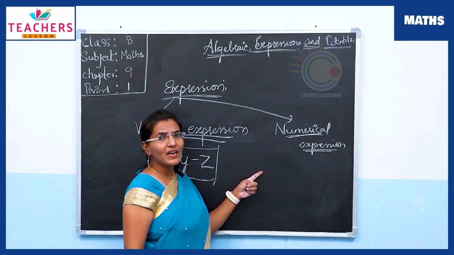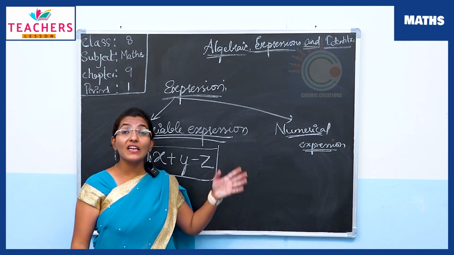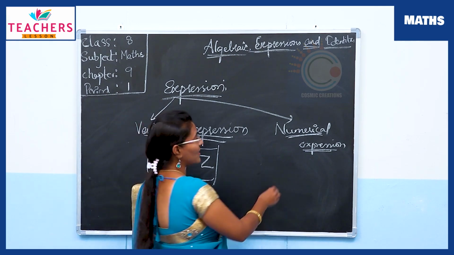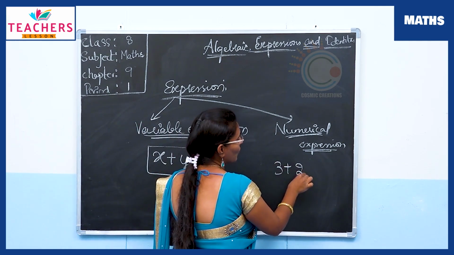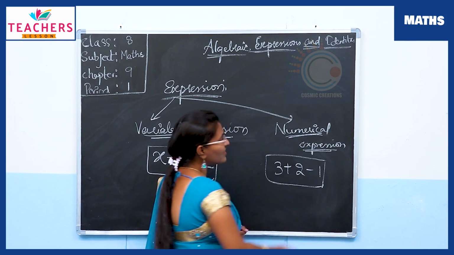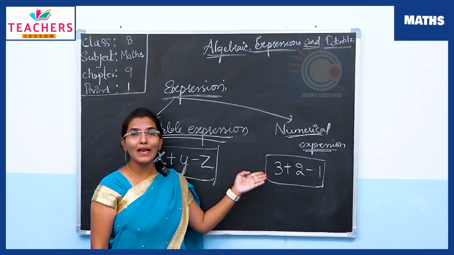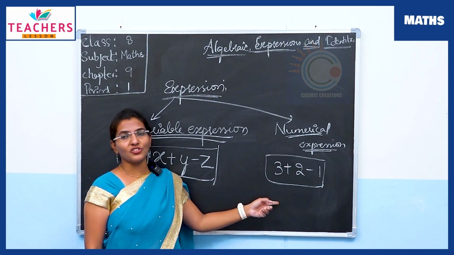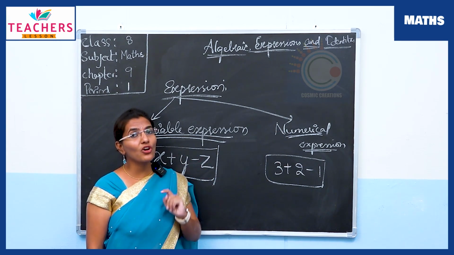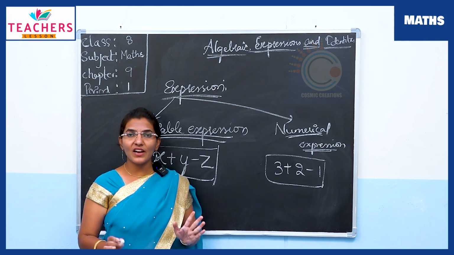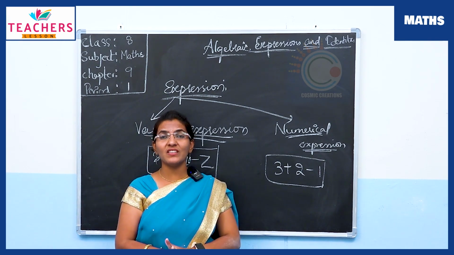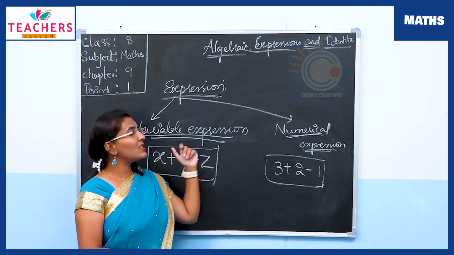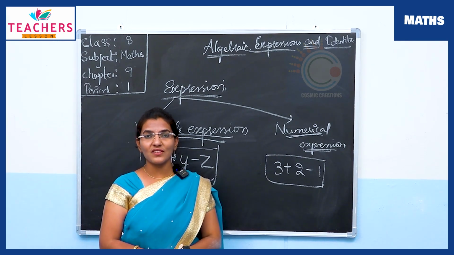Next, what is a numerical expression? A numerical expression does not contain any variables. It completely consists of numbers itself, that is 3 plus 2 minus 1. This is completely numbers, right? So it is called a numerical expression. A variable expression means it consists of variables. So this is how expressions are defined into variable and numerical expressions. Clear, students?